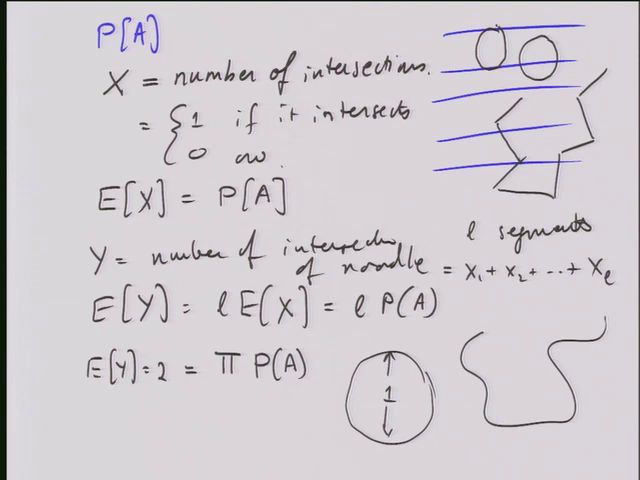What's L? L is the circumference of this circle. The circumference is pi times the diameter, so it's pi. So we have pi times the probability of A. Remember what the probability of A was? It was the chance that if you threw down a needle of length one, it intersected one of the lines. So pi times the probability of A equals 2, and the probability of A is 2 over pi.